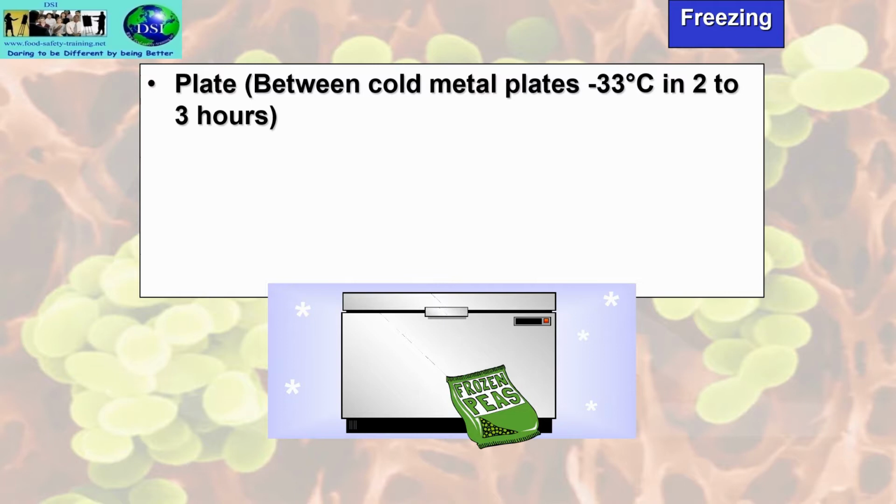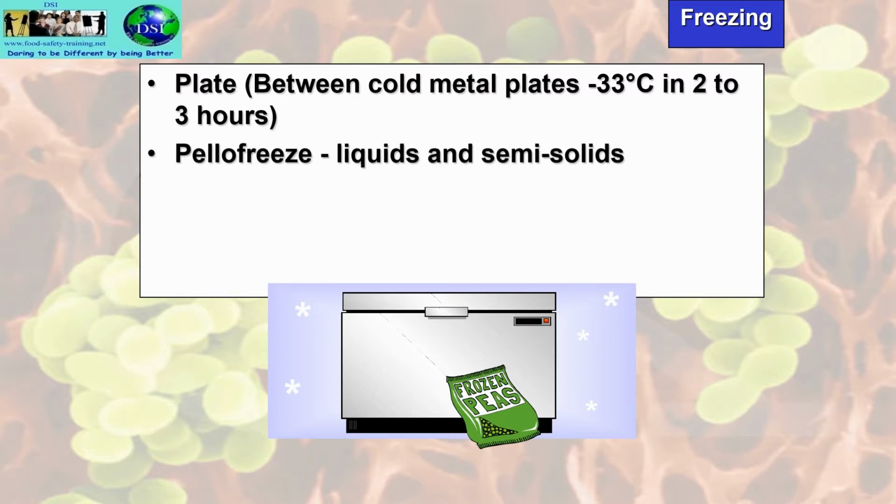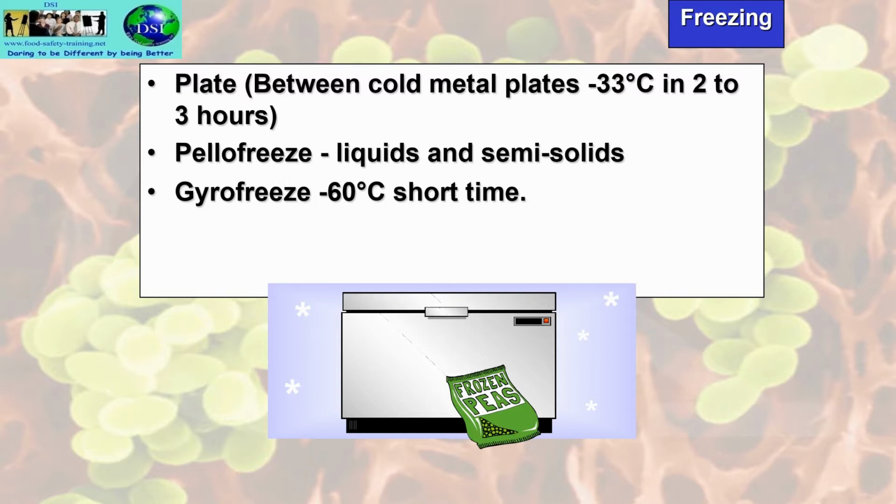Plate, another type of freezing, holding food between cold metal plates at minus 33°C for 2 to 3 hours. You've got pellet freeze, this is used for liquids and semi-solids. Gyrofreeze, where food is kept at minus 60°C for a short period of time.